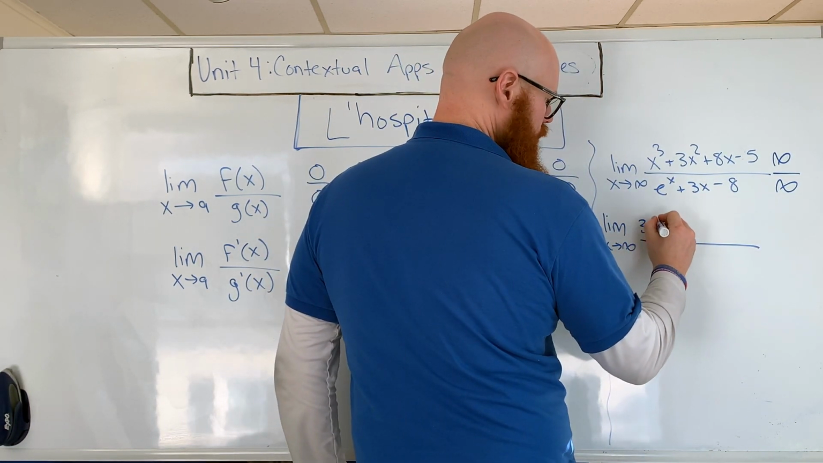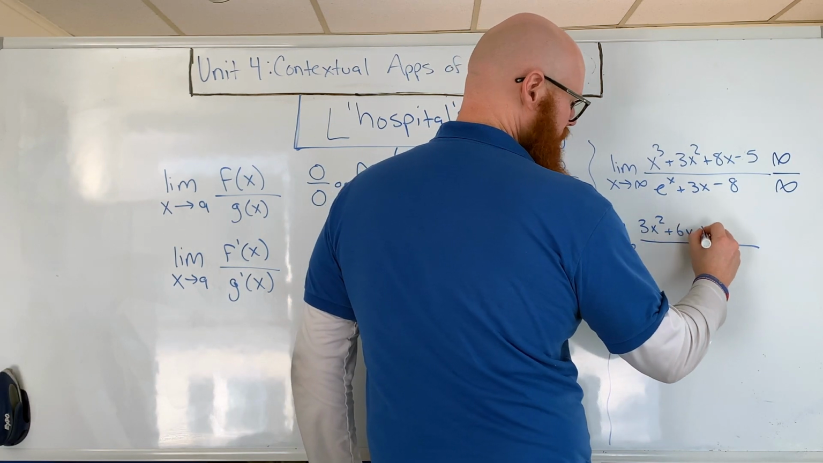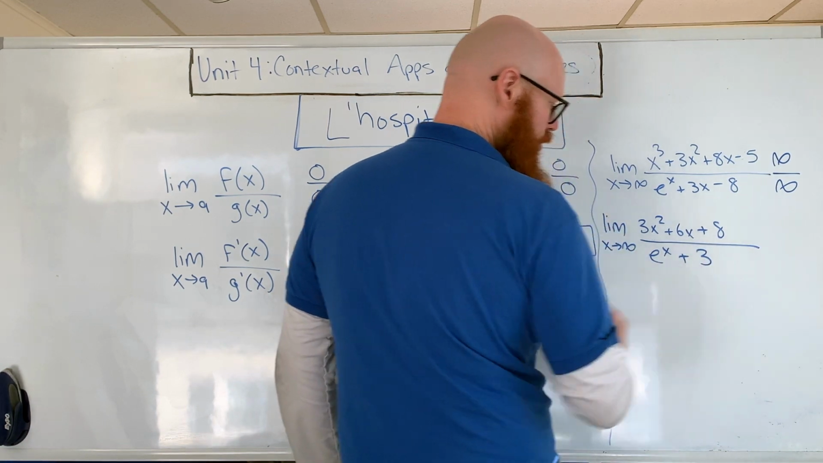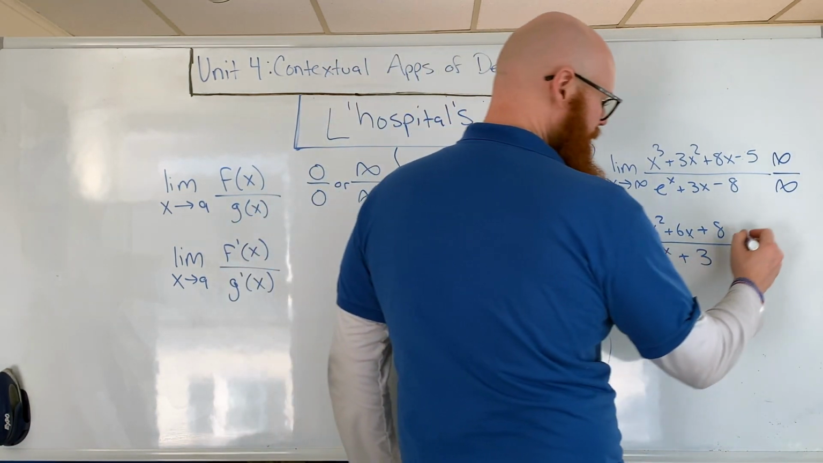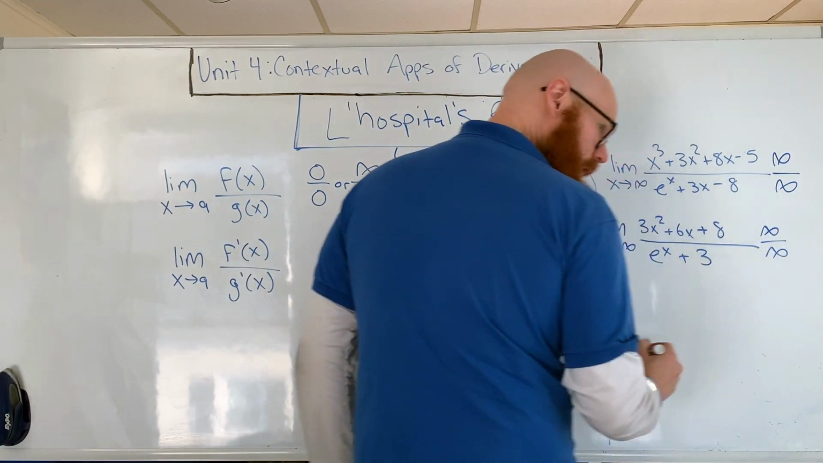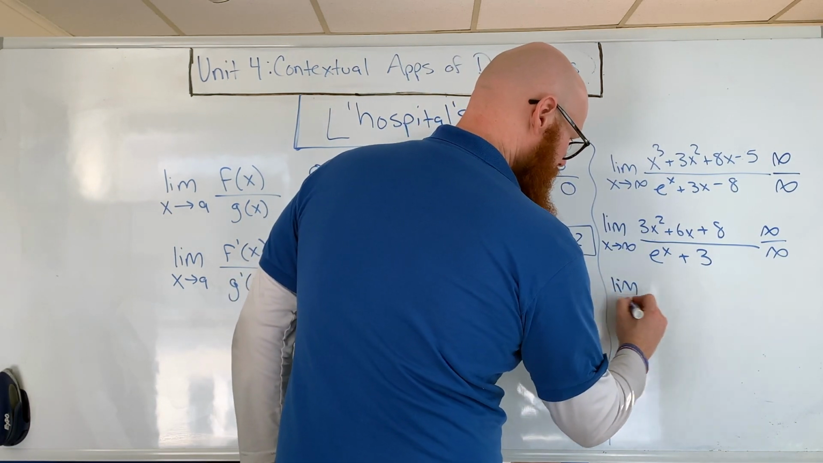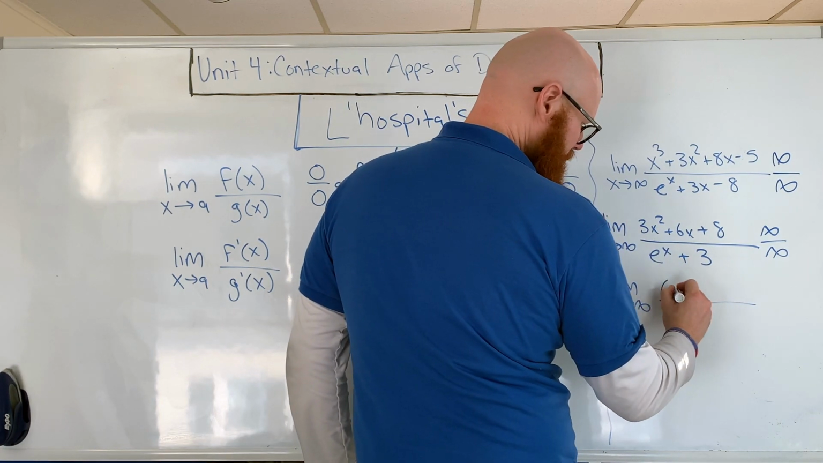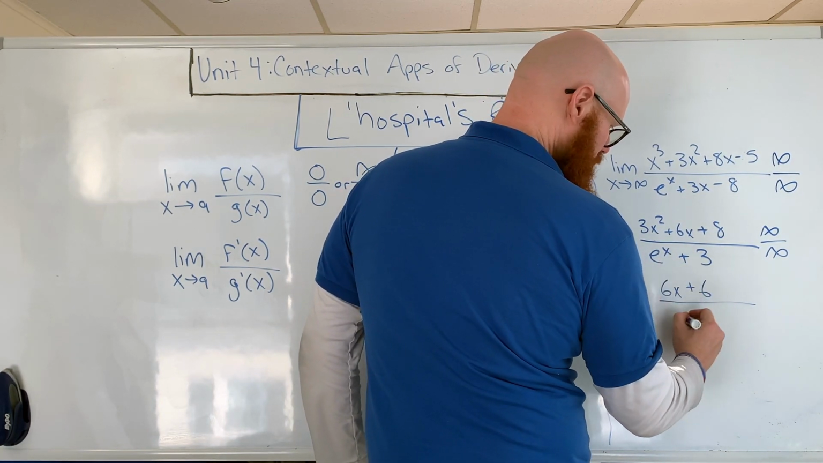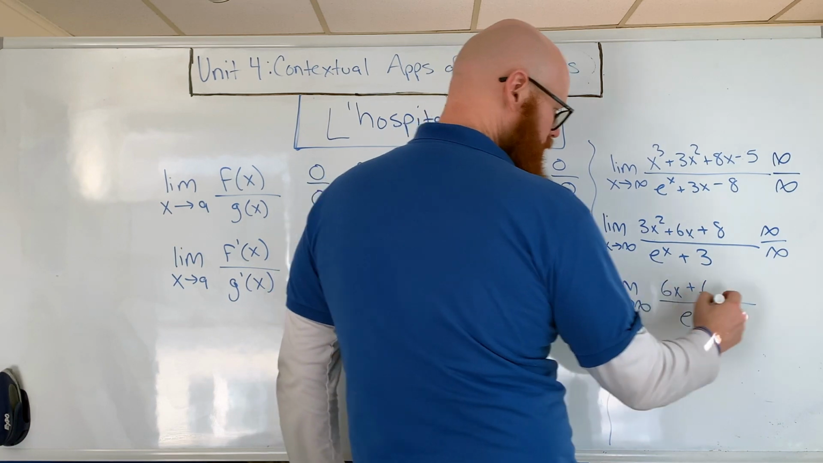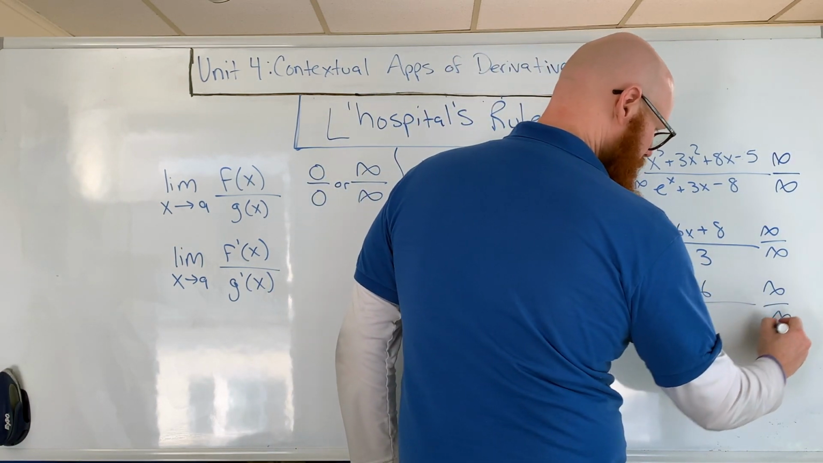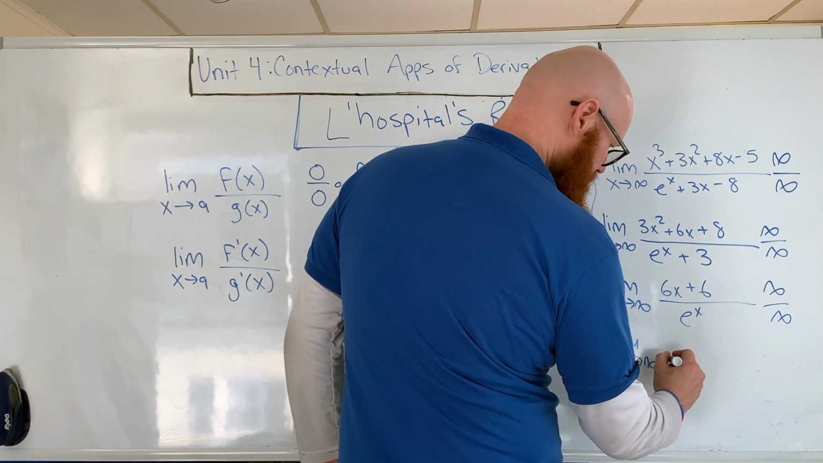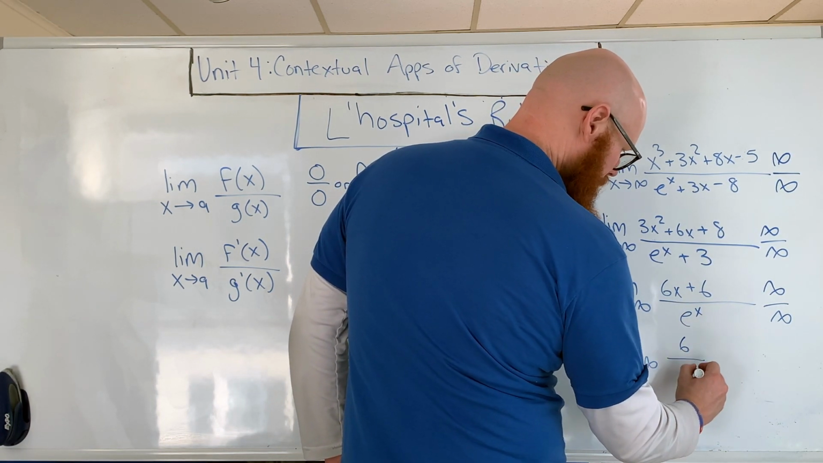Derivative of the numerator is 3x squared plus 6x plus 8. The derivative of the denominator is e to the x plus 3. But I still have an infinite limit over an infinite limit. So I'm going to take the limit as x goes to infinity, and I'm going to do it again. So I'm going to get 6x plus 6 over just e to the x. And unfortunately, I still get infinity over infinity. And I think finally what happens is I end up with 6 over e to the x.